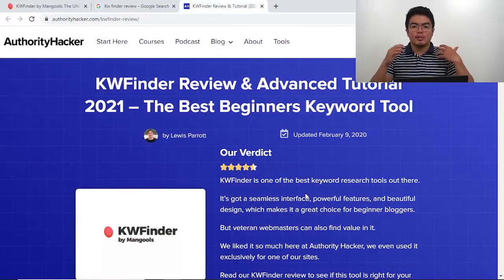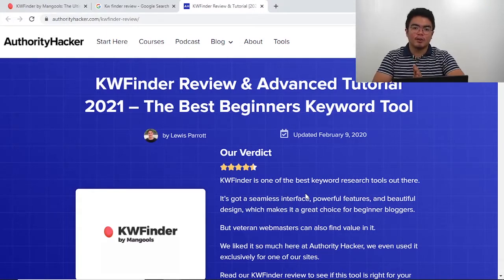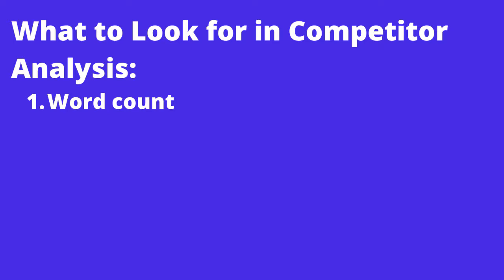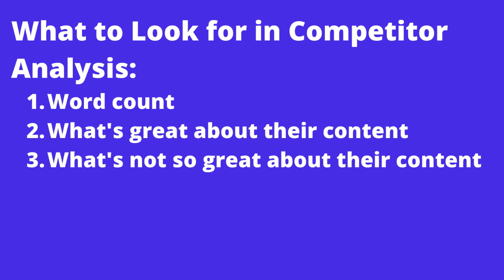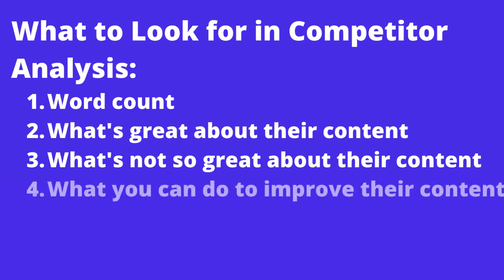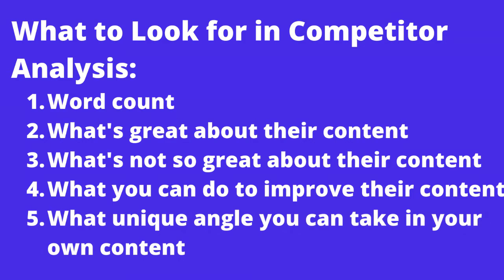So as you're doing your competitor analysis, it's a good idea to take note of the word count. This is because a rule of thumb of SEO is to write 100 to 200 more words than your competitors. So ask yourself how many words they're writing, what makes their content great, what makes their content not so great. Try to find ways that you can improve their blog. Try to find unique angles that you can take in your own blog as well.